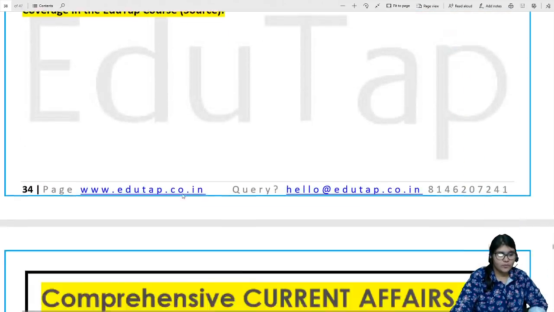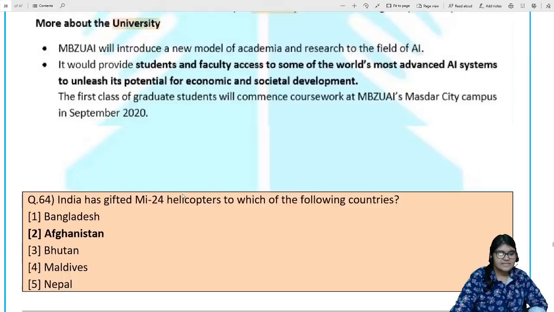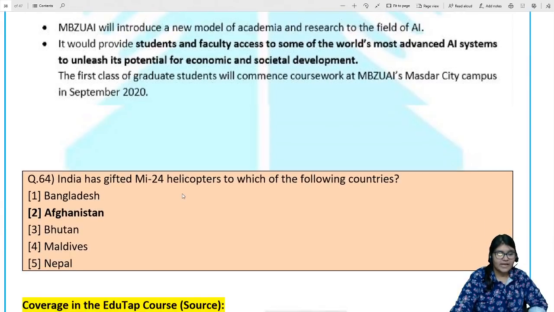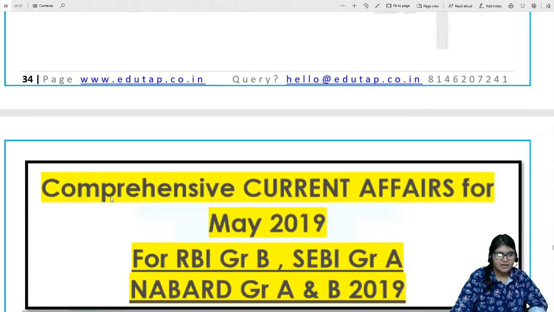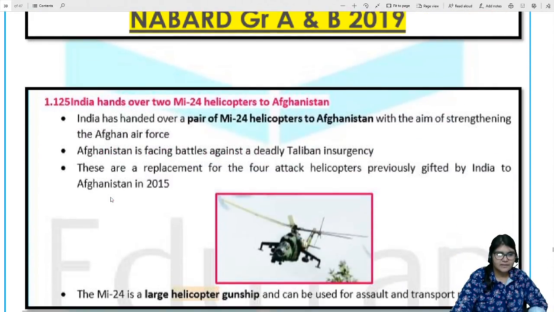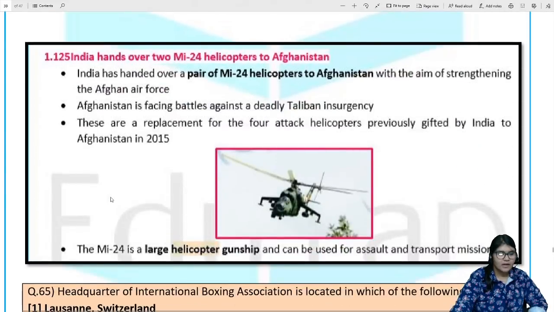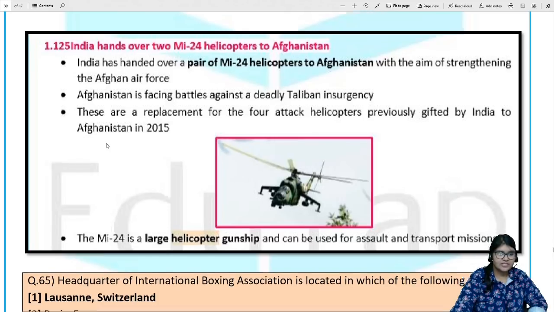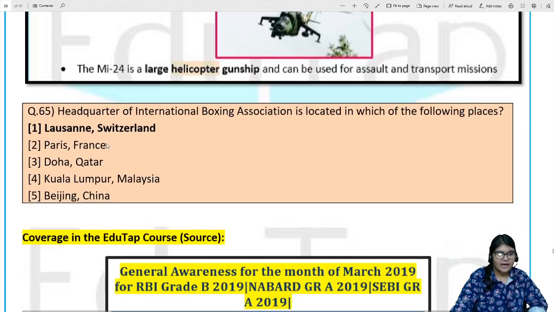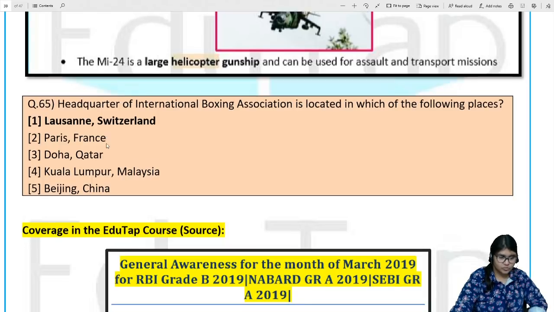Okay, 64th question, guys. It says India has gifted Mi-24 helicopters to which of the following countries? So the answer is Afghanistan. Here, yes, the source is right. You can see India hands over 2 Mi-24 helicopters to Afghanistan. You can see the coverage as well. Next question: headquarter of International Boxing Association is located in which of the following places? The answer is Lausanne, and it is in Switzerland.